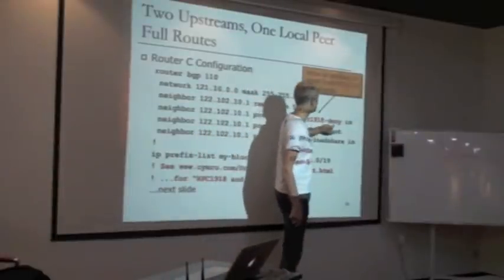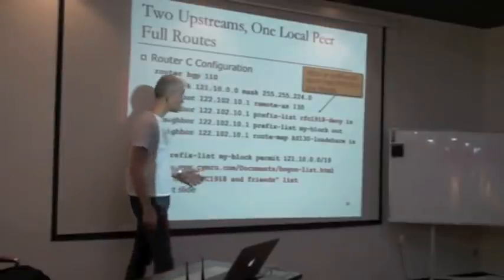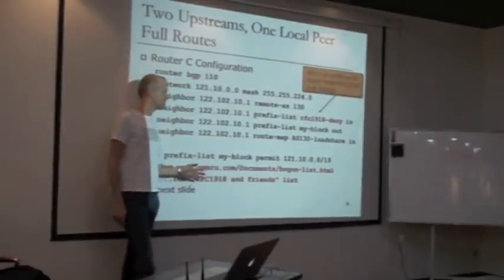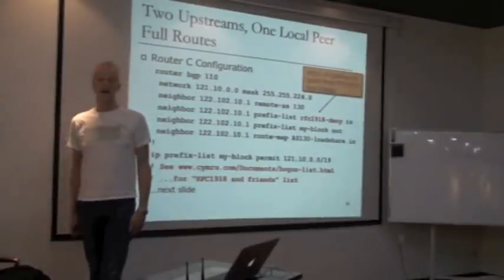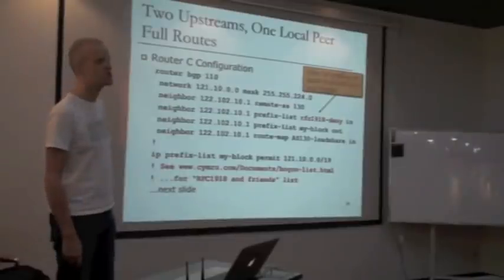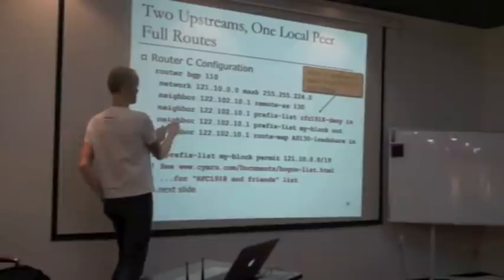RFC 1918 deny, I've just given it a name. It lists all the bogons. So the address blocks, the prefixes that we should not hear by BGP, they should not be on the internet. So we throw those away, just in case. Outbound, we send our aggregate.